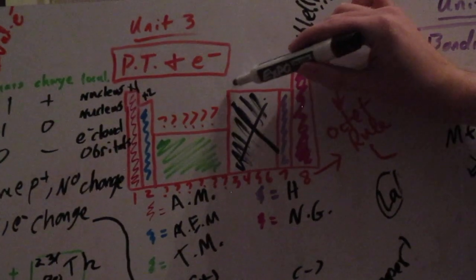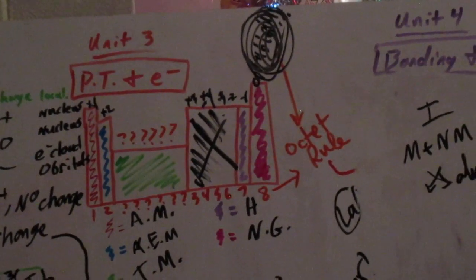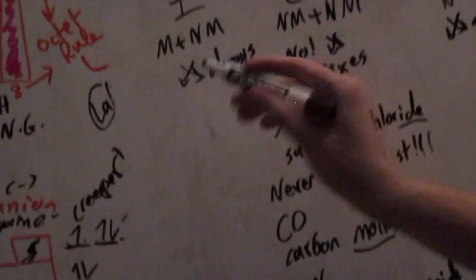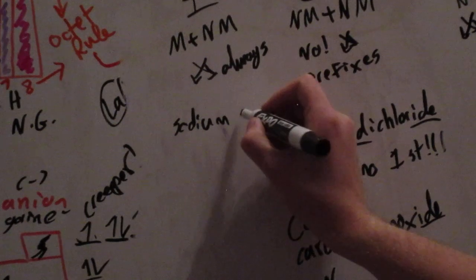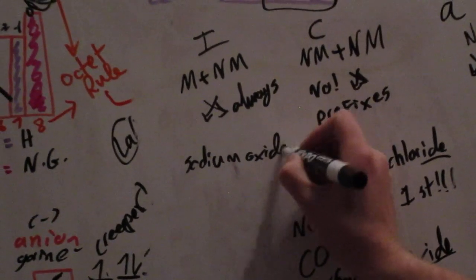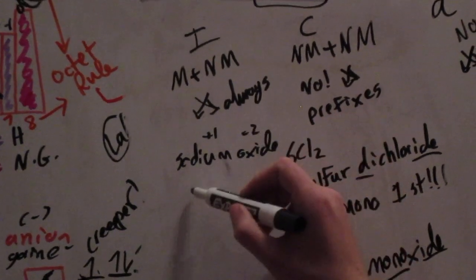Pardon me. +1, +2, +3, plus -4, -3, -2, -1, 0, because they are stable. And coming around from here, with these, if you had something like sodium oxide, I would just write the charges, and then you can crisscross.